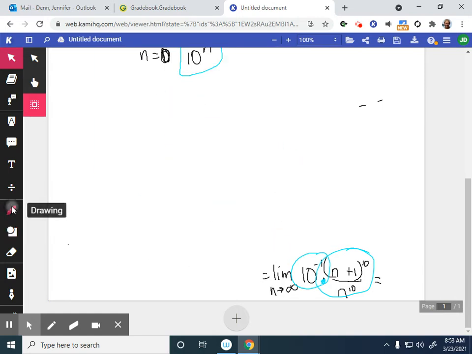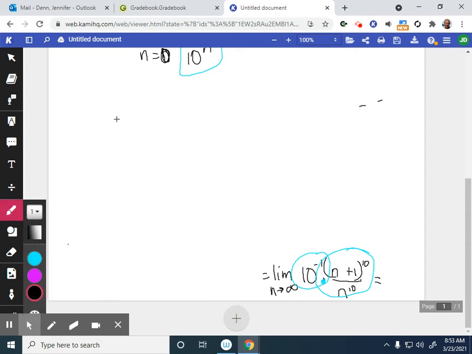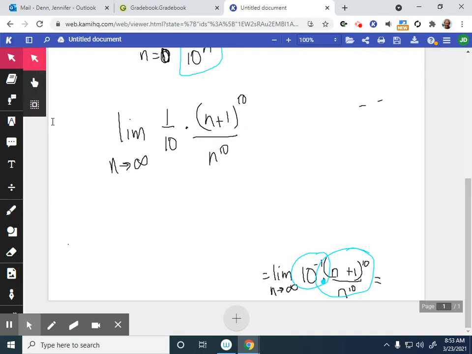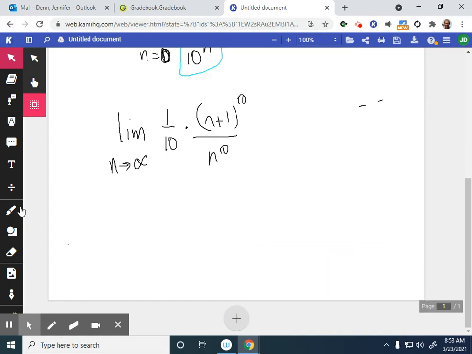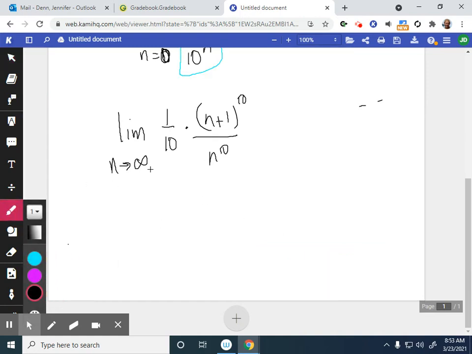I'm going to rewrite so it's a little bit neater. So what I'm looking at here is the limit as n goes to infinity of 1/10 times n plus 1 to the 10th over n to the 10th. The reason I'm writing it up here is to give myself a little room underneath it, just so you can see the way I write things down, the way I think about it. I need to really evaluate this limit as two separate parts that are multiplied together.